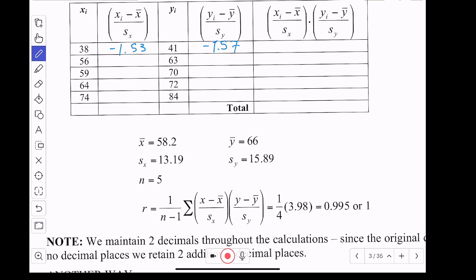Okay, so stop for a moment, and what do we see? What does this say? This says when x is 1.5 standard deviations below its mean, y is also about the same, 1.57 standard deviations below its mean. They're moving in the same relative direction, in the same magnitude. Okay, they're moving the same way. And if I do this all the way down, you'll see that pattern pretty much happens all the way down.